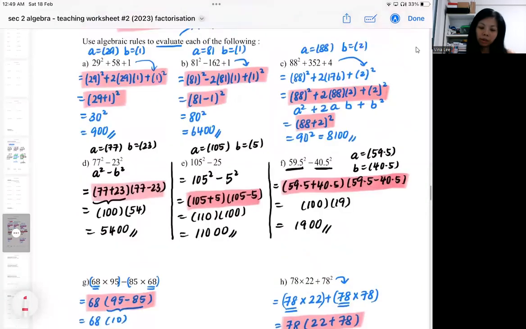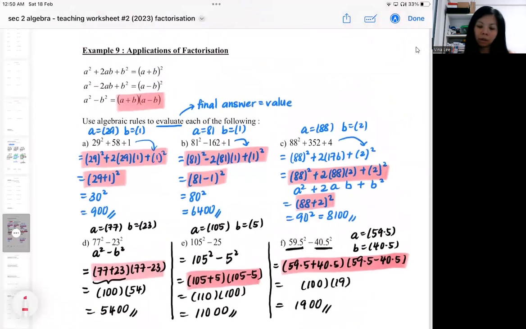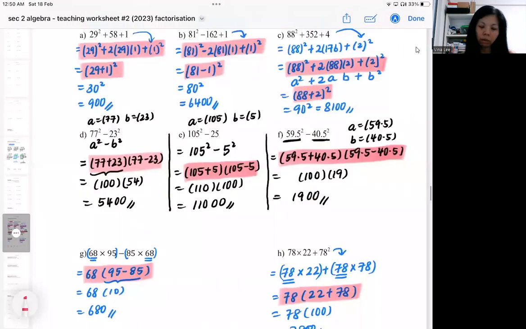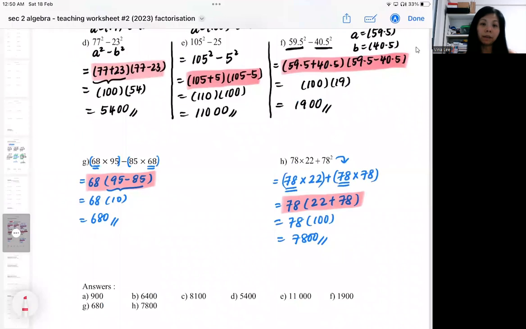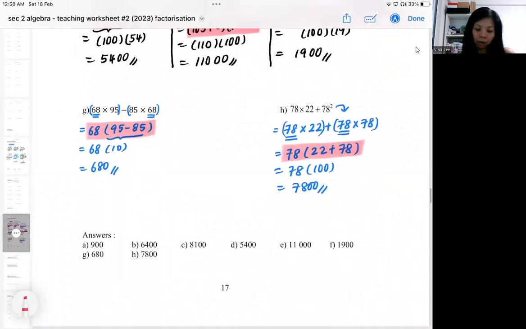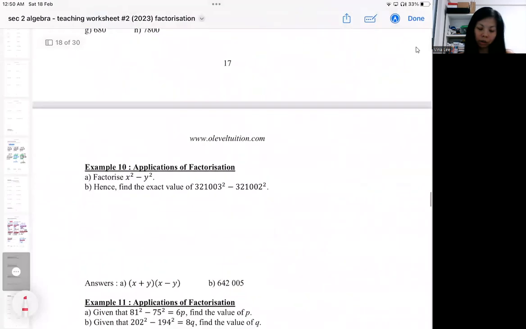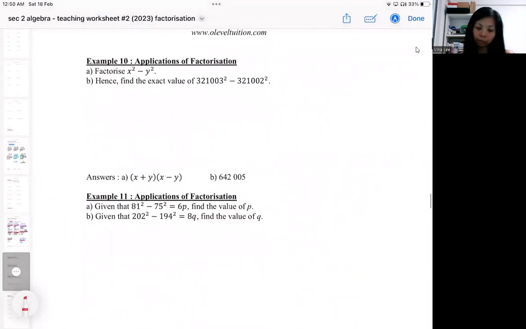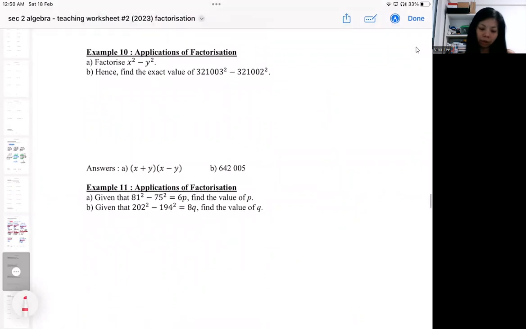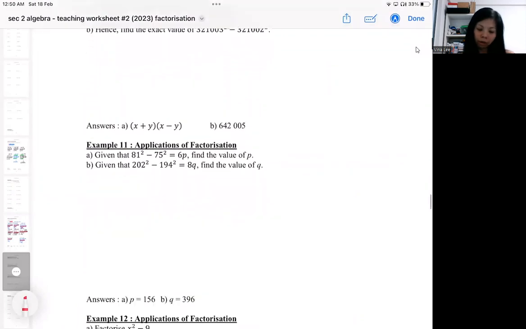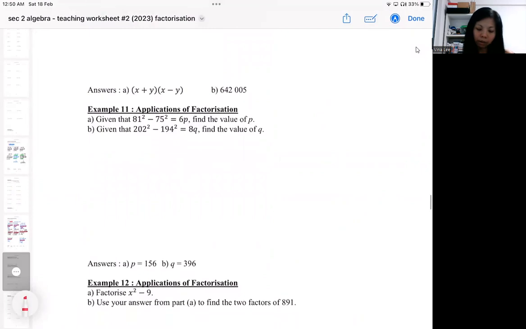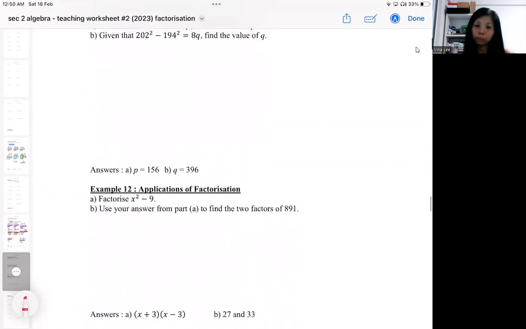Okay, so the first 6, right, I'm just using the formula. Then the last 2, I'm using take out common factor. Okay, so typically there's also things like application. These are the exam kind of question. Okay, you can roughly look at it a little bit. Okay, I will be going through.